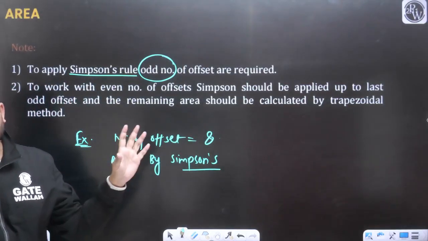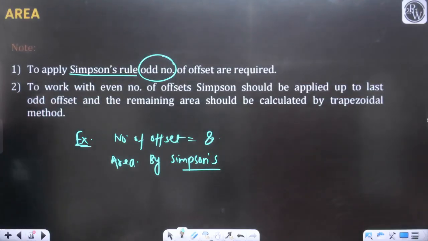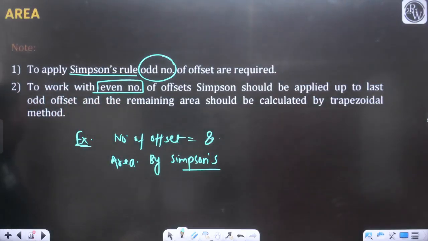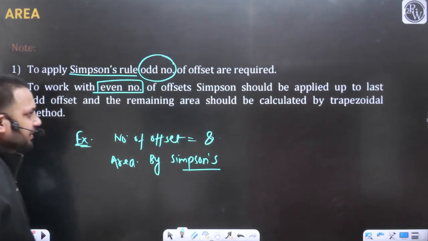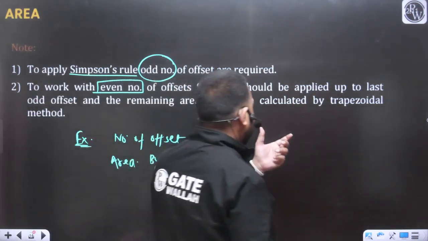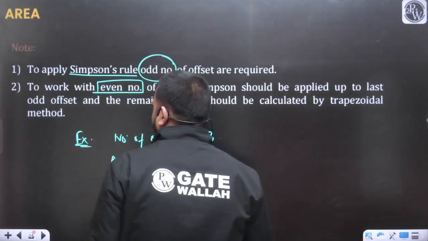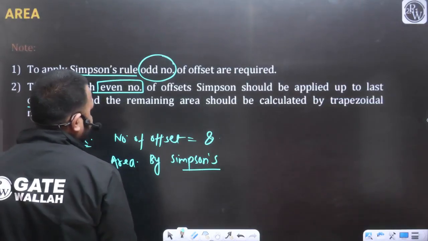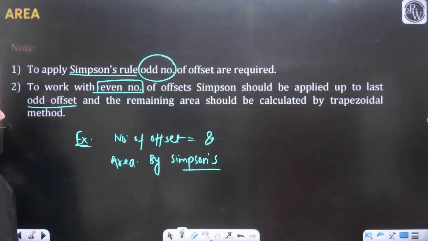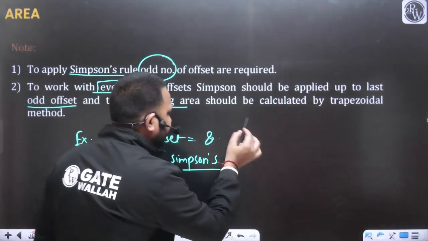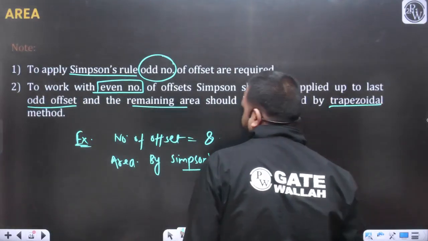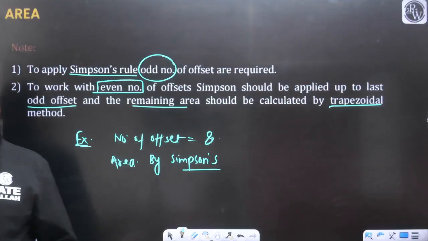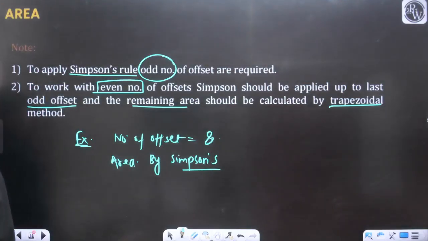That approach is written here. In this case, to work with an even number of offsets, Simpson's method should be applied up to the last odd offset, and the remaining area we can calculate with the help of the trapezoidal method. Sir, please explain this point in more detail.